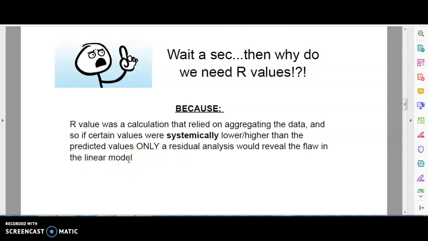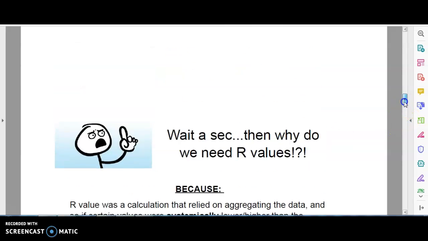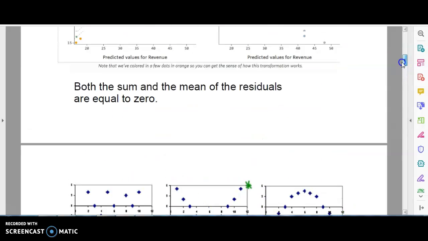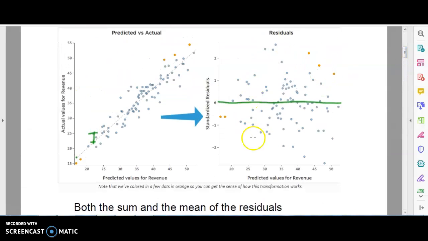What we mean by that is, if throughout your data set there are points that are lower or higher than the predicted values, the only way we'd be able to see that there's a flaw in the linear model would be to do a residual analysis. If I go back up here to our residual plot, this shows us how far our points are from the line of best fit. So by looking at a residual plot, we can tell if there's a flaw in the linear model.